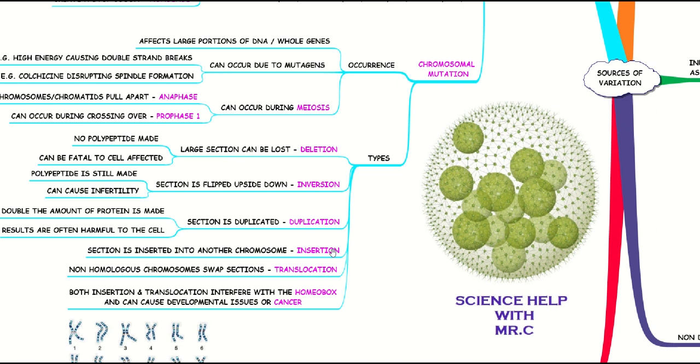Insertion means it's inserted into a different chromosome. Translocation means it's inserted into or exchanged with another homologous chromosome somewhere. Doesn't have to be the same homologous pair. And all of these affect the homeobox, which can result in infertility and cancer.